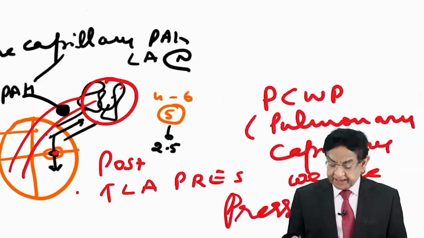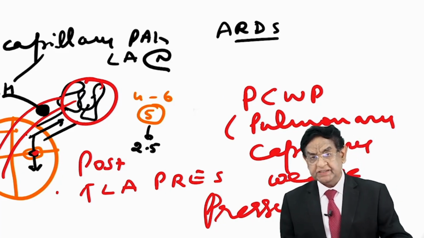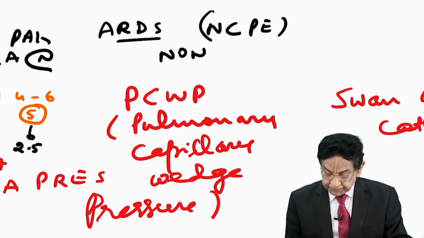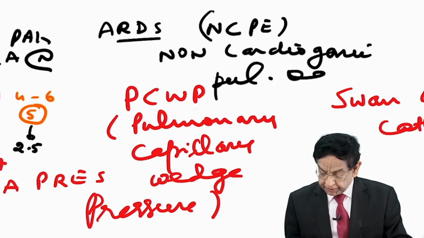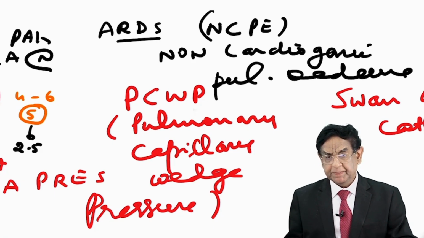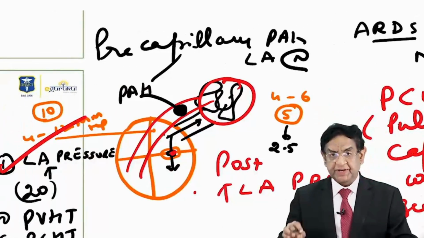Same pre-capillary we get in ARDS also. This ARDS is also known as non-cardiogenic pulmonary edema. So in ARDS and pulmonary embolism, they are a type of pre-capillary PAH, and LA pressure is normal. This is a very, very important point.